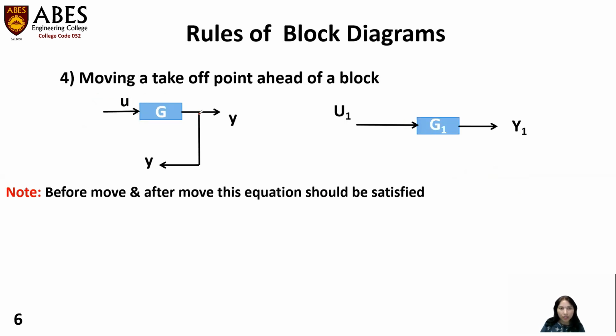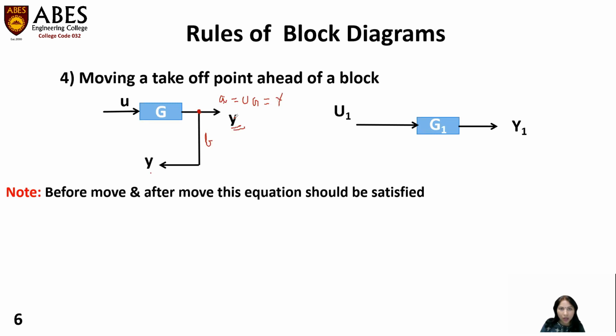Now here the takeoff point is after the block. Presently it is after the block. Now I want to move this takeoff point before the block. Again the same condition will be applied here, that before moving and after moving, the value of this signal and this signal should be the same, right? Suppose this signal I am representing by A and this signal by B. So presently the value of this A signal is u into g, that I can say y.